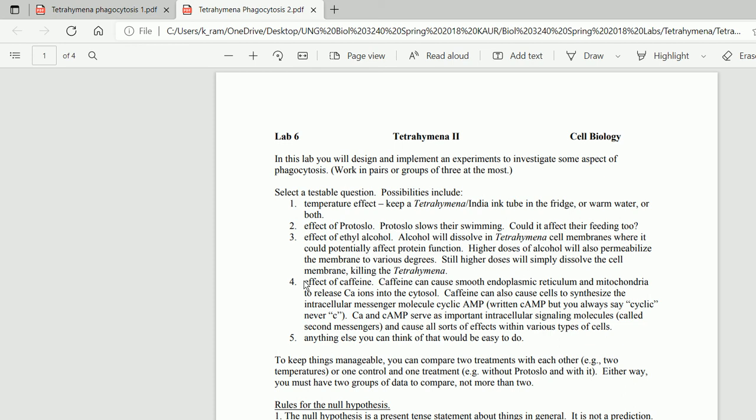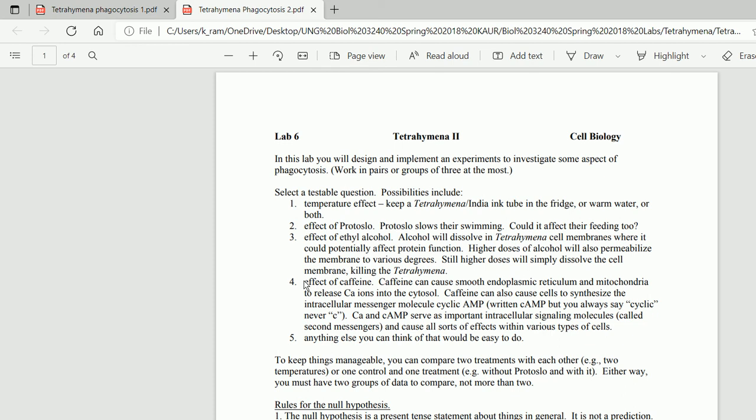Every group is going to use just one factor. You can choose temperature, protoslow, ethyl alcohol, or caffeine. Only one factor you have to choose, and then you determine the effect of this factor on the feeding rate of tetrahymena. If you have chosen temperature, then temperature is the independent variable. If you have chosen protoslow, then it is protoslow, and your dependent variable is the feeding rate of tetrahymena.